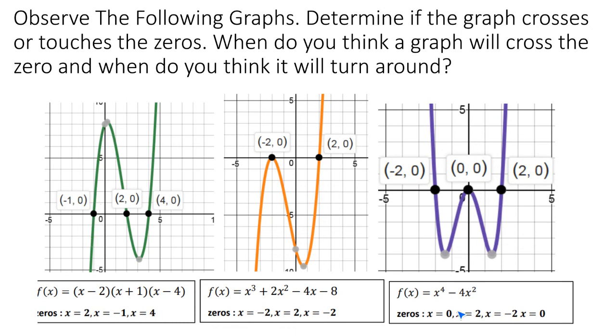Okay, so if we look at this one, -2 appears one time, x equals 0 appears twice, so that's why it touched here. Okay, so let me give you an example.